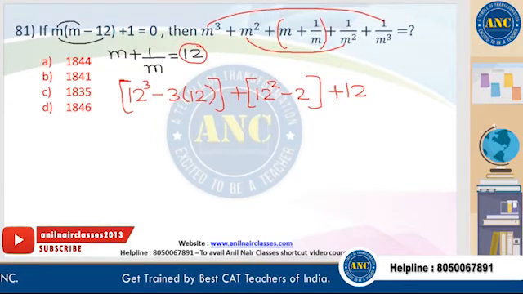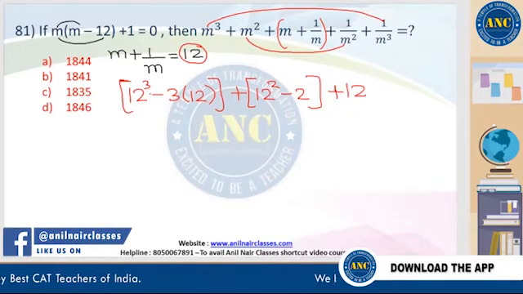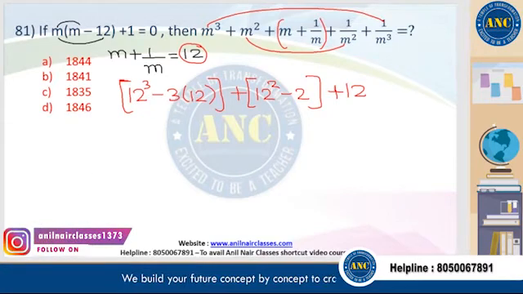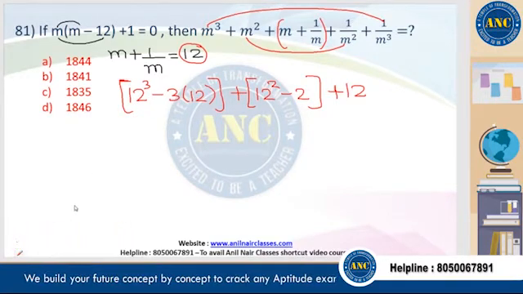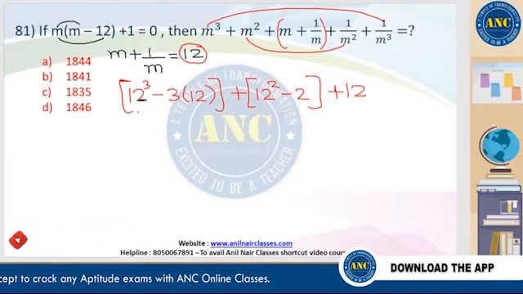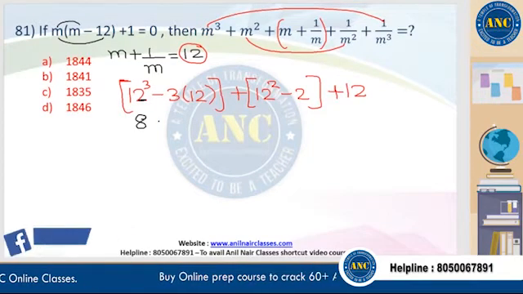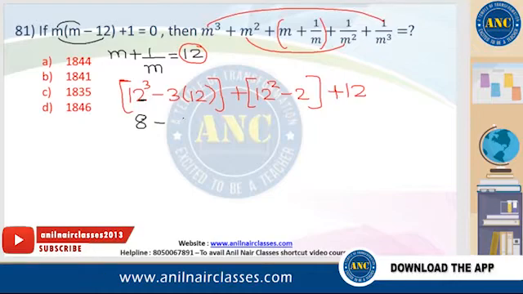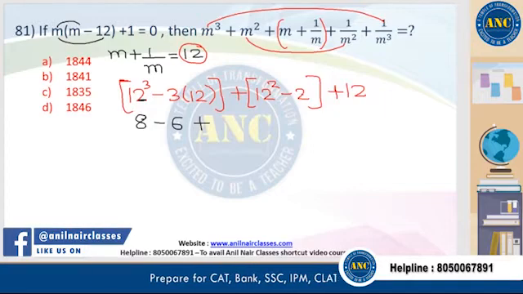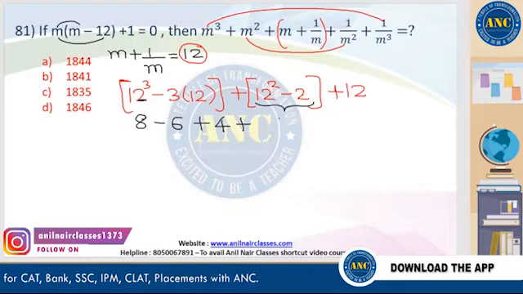Now see, it's very simple, sir. You should actually know the value of 12 cube: 1728 minus 36. You will get the answer and simplify. But you don't need to do that if you are smart enough, because 12 cube's unit digit is 2. 2 cube is 8. 12's unit digit is 2, 2 cube is 8. 8 is the unit digit here, minus 3 into 2 is 6, 8 minus 6, plus 12 square is 144, 144 minus 2, this entire thing's unit digit is 4, plus 12's unit digit is 2.